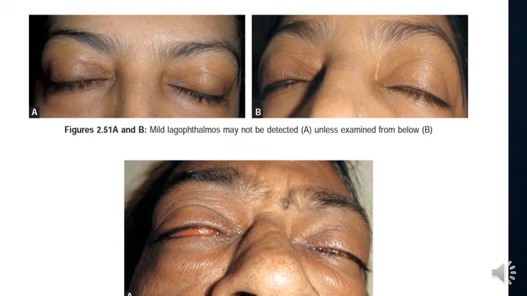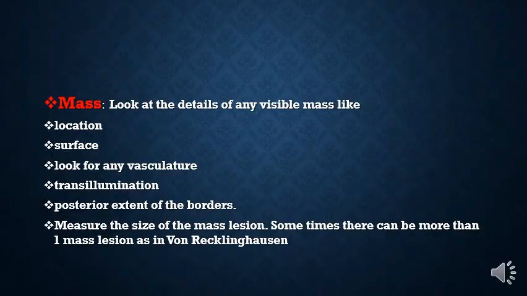Coming to the mass, look at the details of any visible mass like its location, surface, look for any vasculature, transillumination, posterior extent of the borders, and also measure the size of the mass lesion. Sometimes there can be more than one mass lesion as in von Recklinghausen disease.